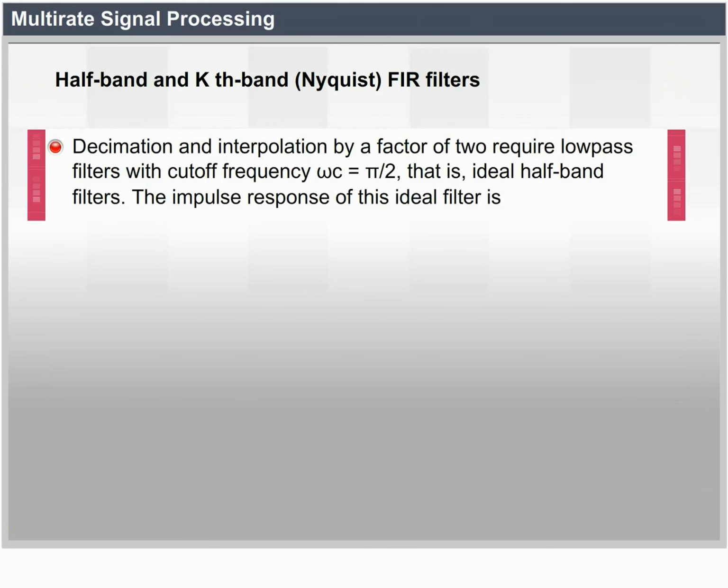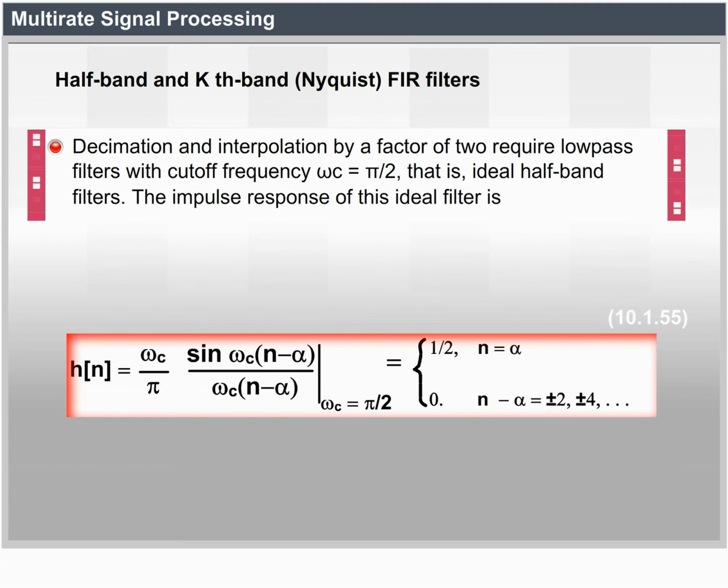Decimation and interpolation by a factor of 2 require low-pass filters with cutoff frequency omega_c equal to pi/2. That is, ideal half-band filters. The impulse response of this ideal filter is h(n) = (omega_c/pi) sin(omega_c(n - alpha)) / (omega_c(n - alpha)), which at omega_c = pi/2 equals 1/2 for n = alpha, and 0 for n - alpha equal to plus or minus 2, plus or minus 4, etc. This is equation 10.1.55.